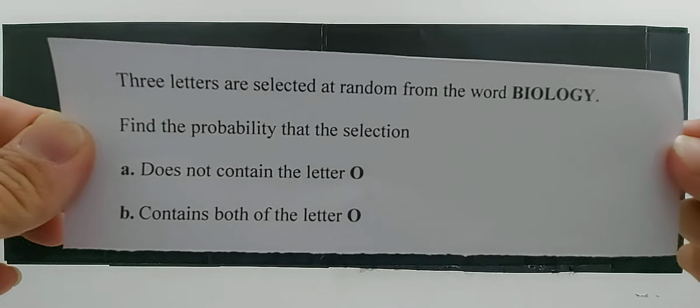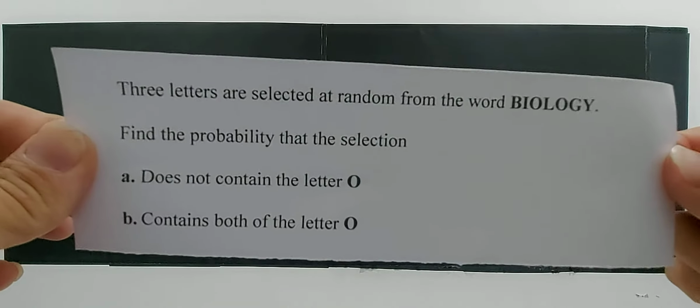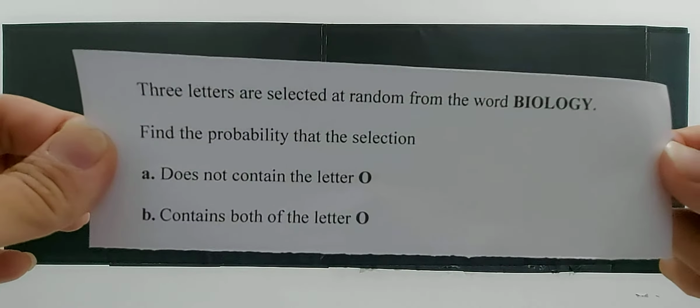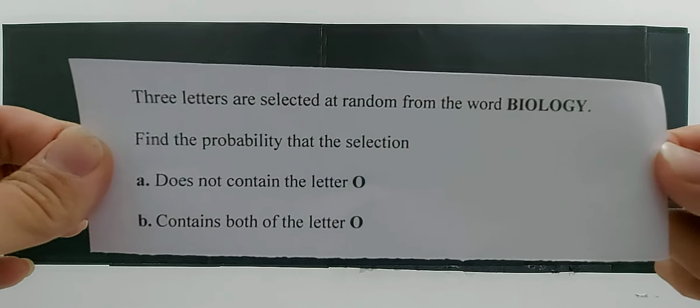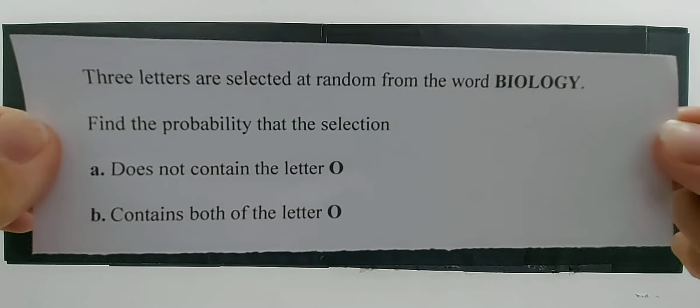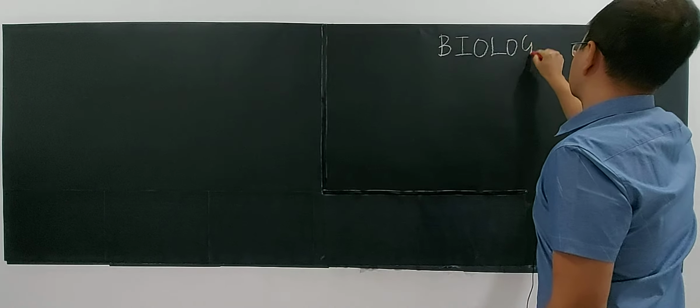So if they said the 3 letters contain one O, it means that there is one O. It's not important whether the O is in the middle, at the first, or at the end position. So find the probability that the selection... So clearly this is the case of combination, right?